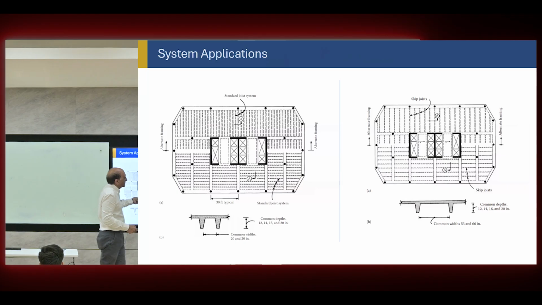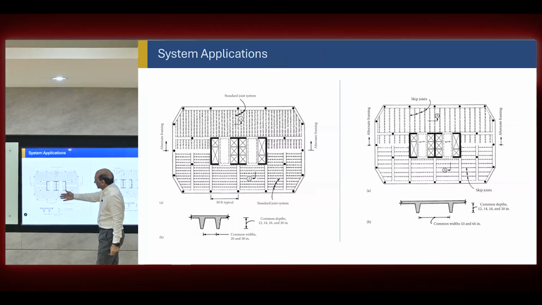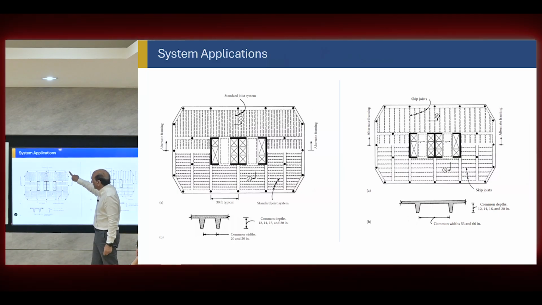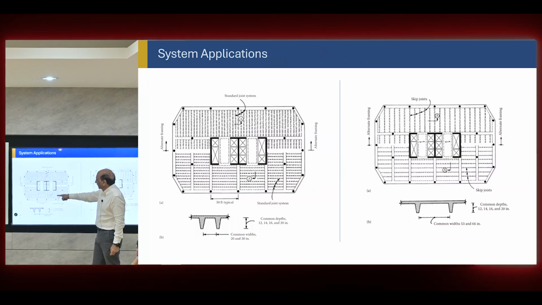And now this is a nice example where somebody tried to put all the systems in one plan and show you how it works in a tall building. There's a core here, there's a periphery. So these are the beams outside. So they say, okay, how you can put many systems.